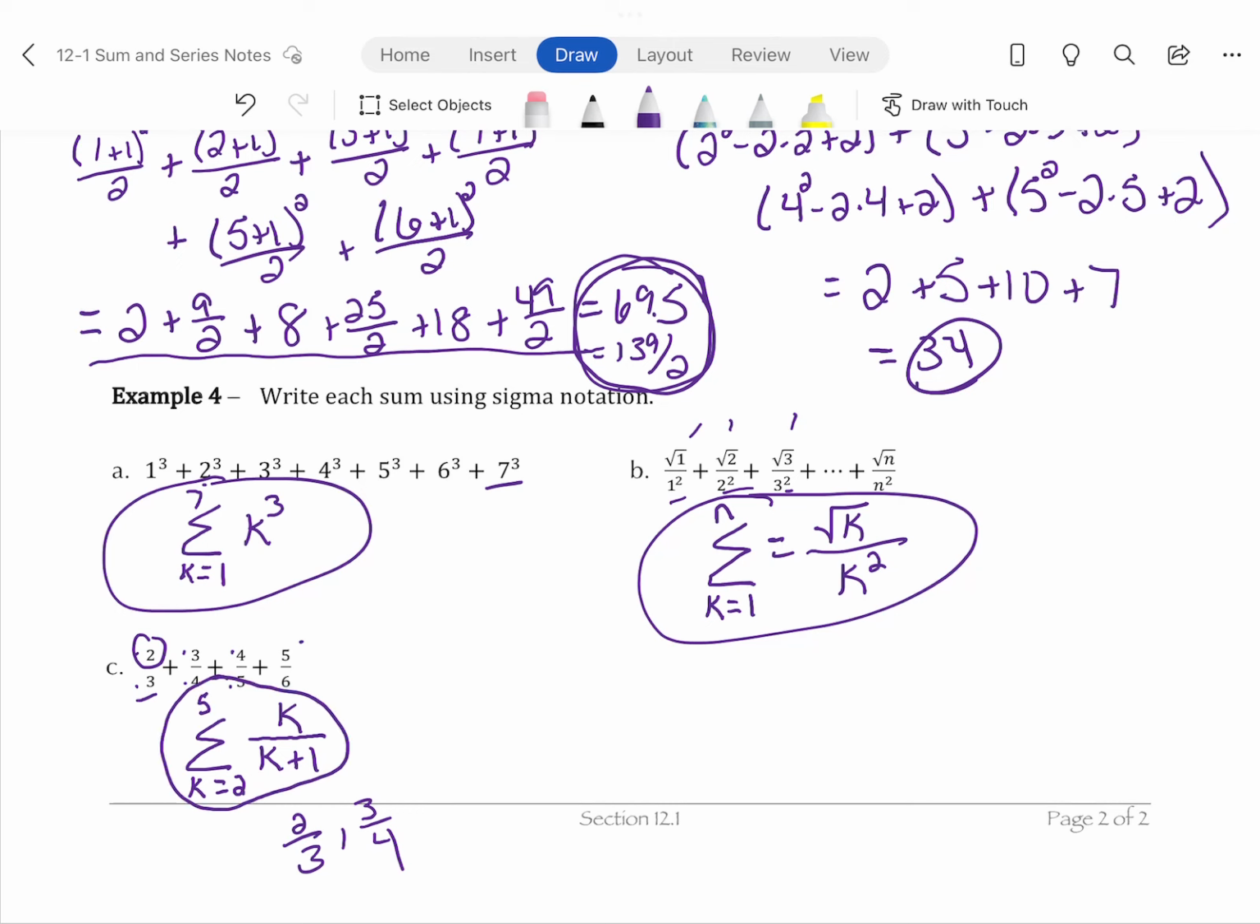This is one possibility. I will tell you, if you were going through it and you thought differently, another correct answer to this one would be k equals 3 to 6 and k minus 1 over k. If you plugged it in, you'd get these same fractions out. So sometimes there's more than one answer. Just keep that in mind.